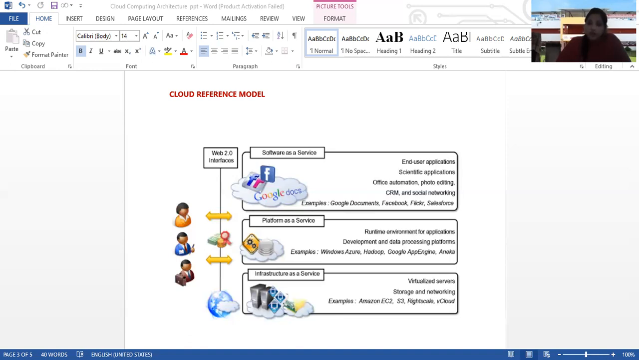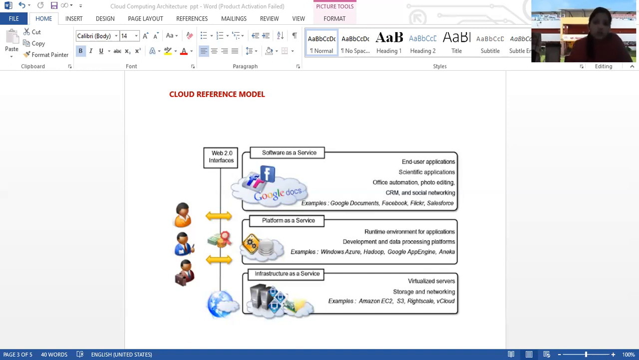Then platform as a service is a cloud computing offering that provides users with a cloud environment in which they can develop, manage, and deliver applications.